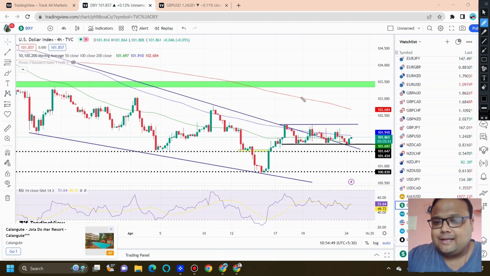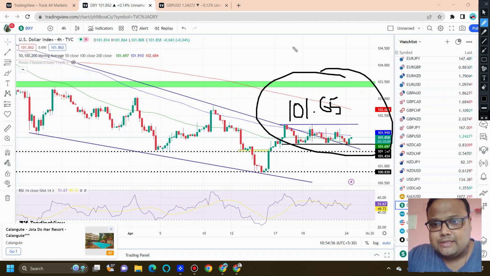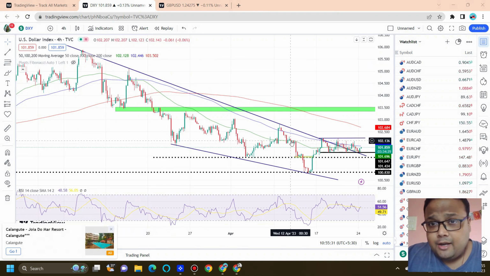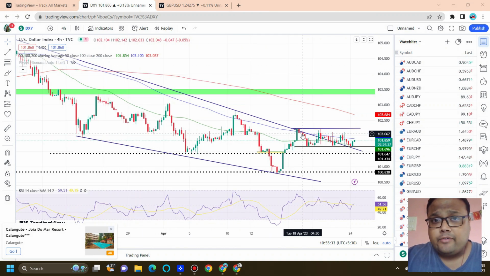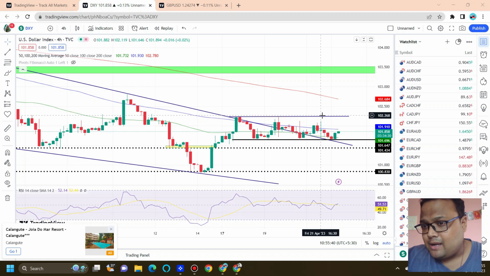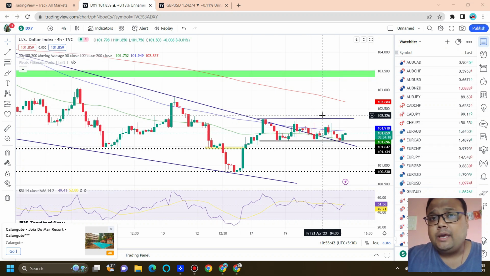So right now the current range of DXY is 101.65 at the bottom as support and 102.25 as the resistance, and this is the narrow range of DXY right now. After the failed breakout, DXY is trading inside a very narrow range, but that doesn't mean that this range is very strong. Right now there is not much volatility, as a result the market is silent, but DXY should be out of the range within the next 1 or 2 days.